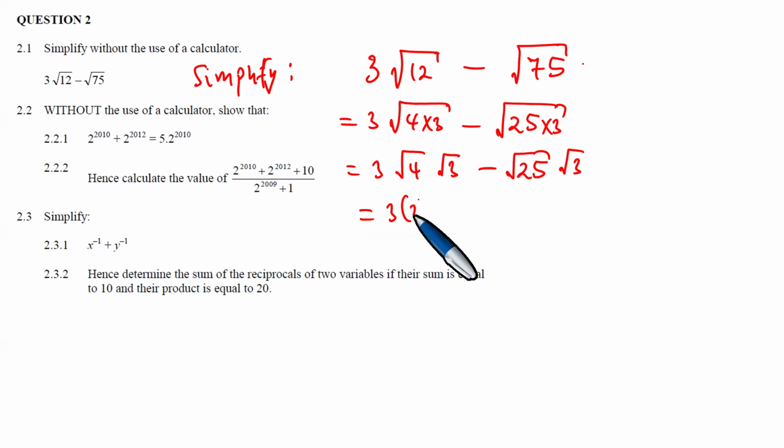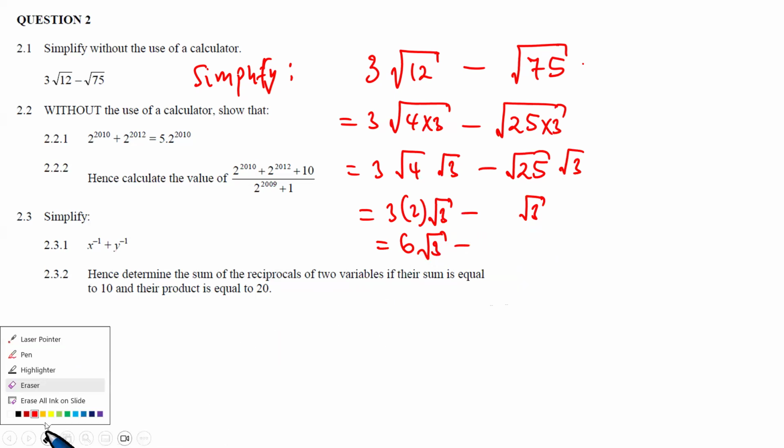Square root of 4 is what? Is 2 square root of 3. 25 square root of 3. 3 by 2 is a 6. No, the square root of 25 is what? It's a 5. Square root of 25 is a 5.